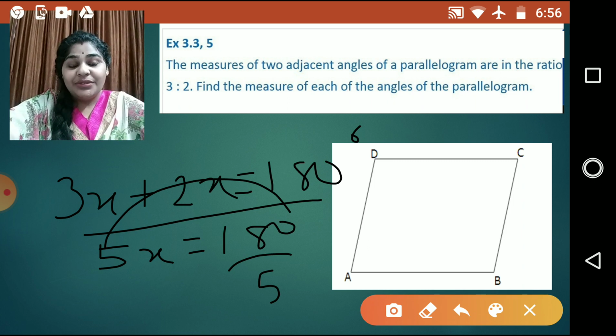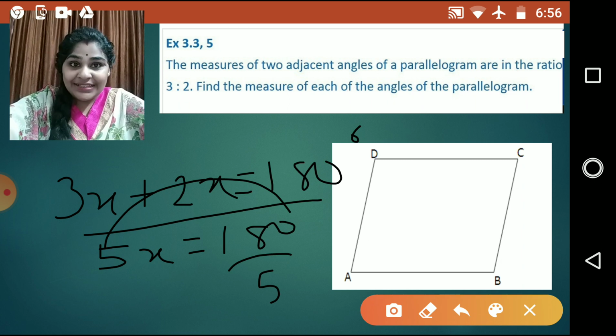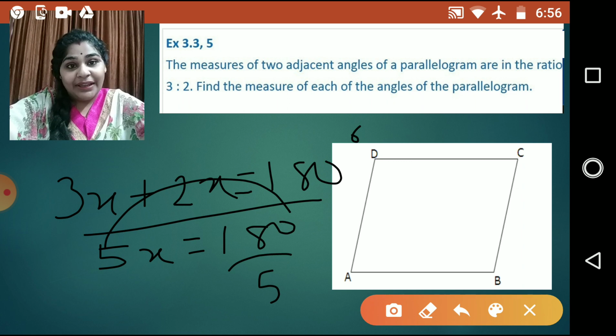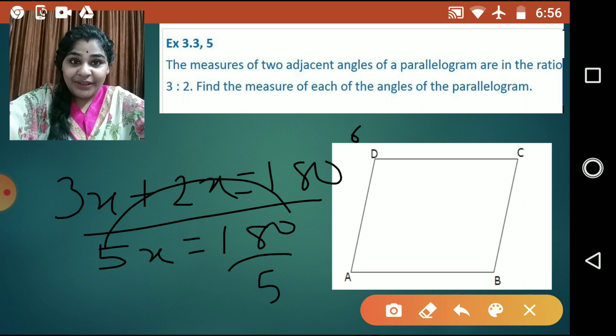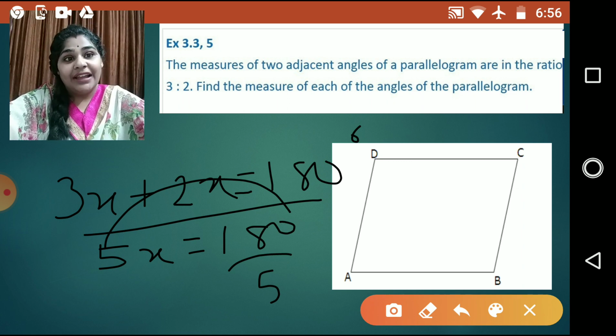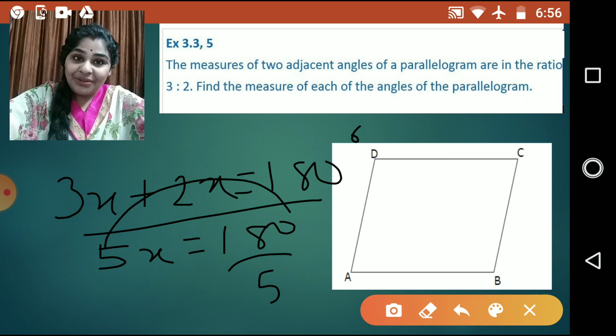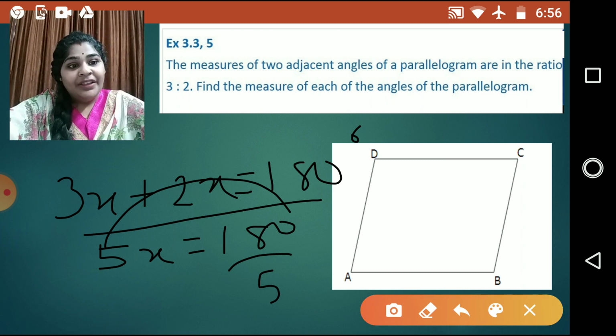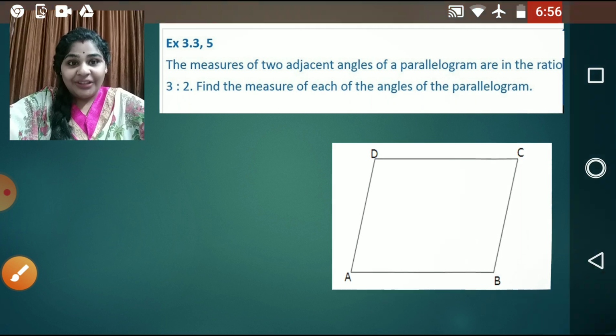Now once you do this, you get the value of x, and once you get x, children, you can find the angles by 3x, that is 3 into x, the value of which is the angle A, and 2 into x is the value of angle B. So let us see how to solve this.